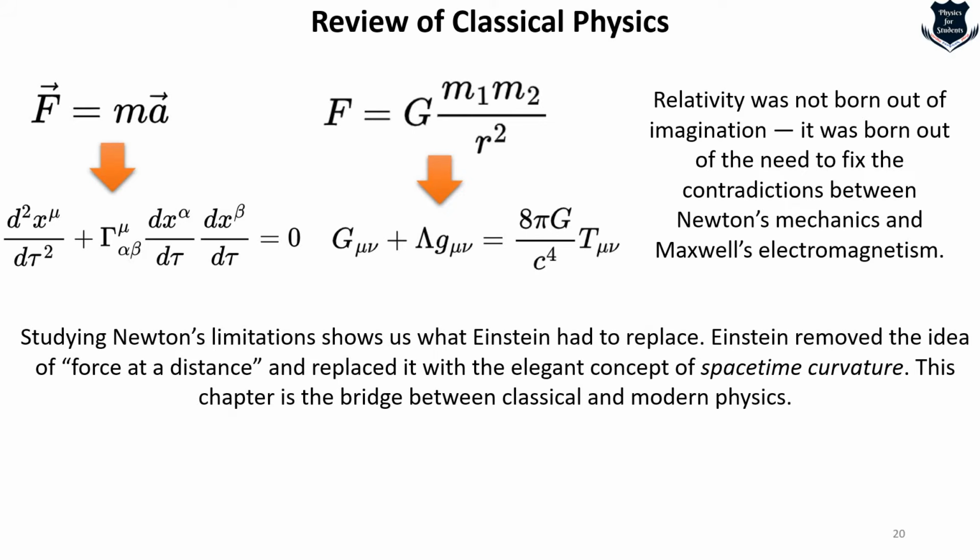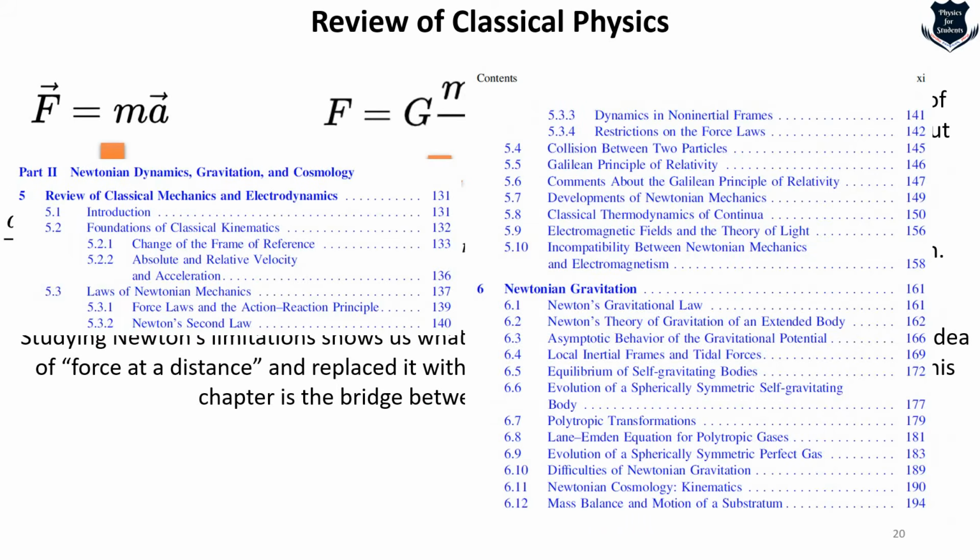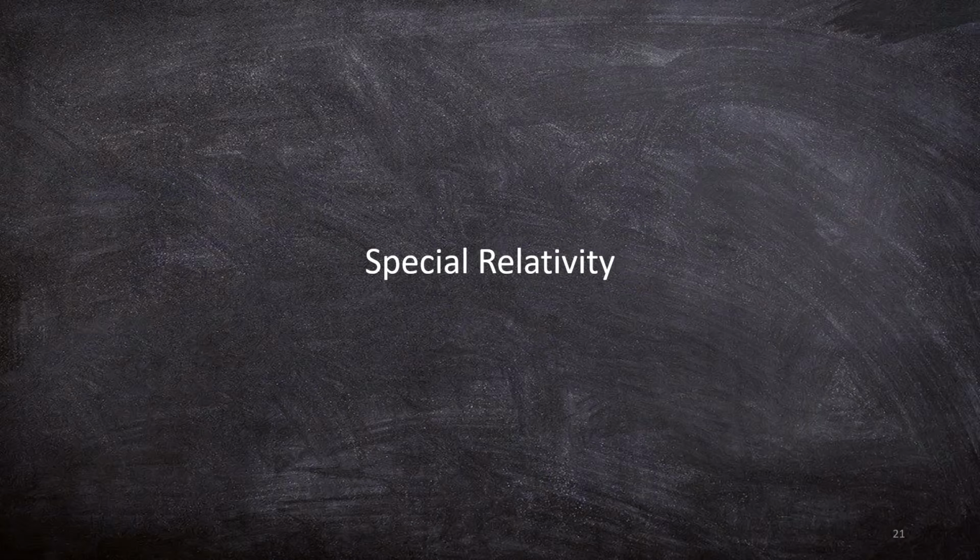So under the weak field approximation, the geodesic equation will go back to F equals ma, and the Einstein field equation will go back to Newton's law of gravity. That is why there is a quick revision of Newtonian dynamics, Newtonian gravitation, and all of those things. It's a good point that the authors make, and I think you should also take a quick revisit of the Newtonian part of classical physics.